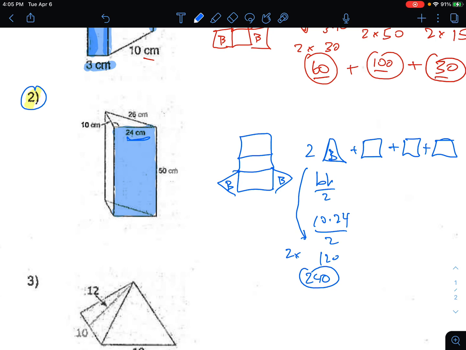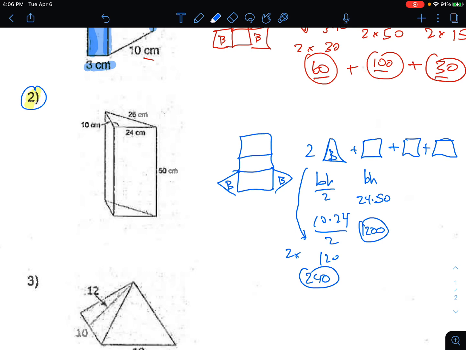We've got a base and height of 24 and 50. So BH, that's our formula. 24 times 50. I don't know what that is off the top of my head, so I'm going to use a calculator. 24 times 50. I got 1200 as my answer. So sticking with it.